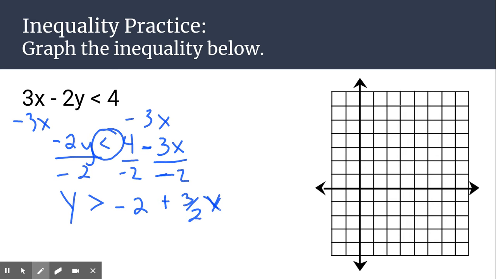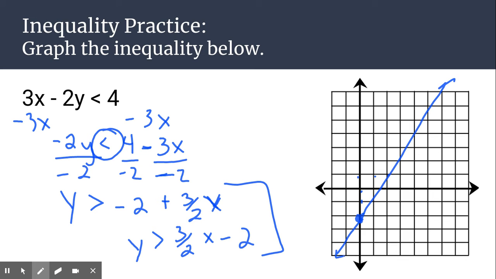So if you're okay with it, you can keep it that way. You could also rewrite this as y is greater than 3 over 2x minus 2. These are the same things. And now I can graph this solution. I'll go down to -2 as my y-intercept. I'll go up 3, 1, 2, 3. I'll run 1, 2 over, and I'll put my line in as straight as I can make it.